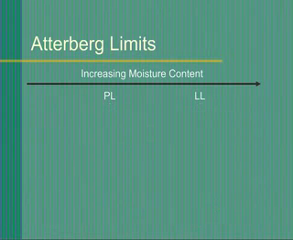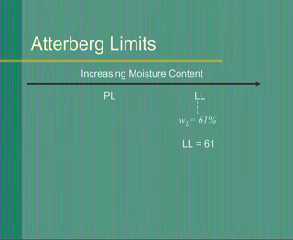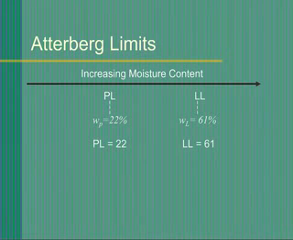The purpose of the Atterberg limits test is to determine these moisture contents in a standardized way. For example, if the tests indicate the soil is at its liquid limit when it has a moisture content of 61%, then its liquid limit, LL, is 61. Likewise, if the tests determine that it is at its plastic limit when its moisture content is 22%, then the plastic limit, PL, is 22.